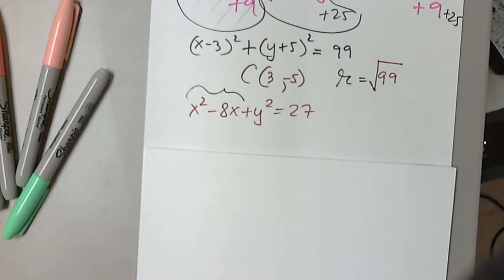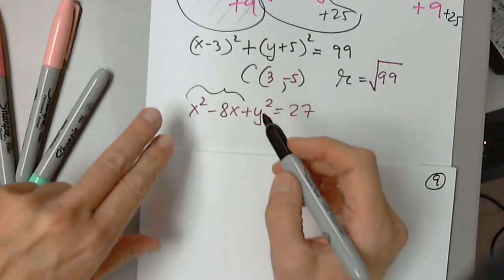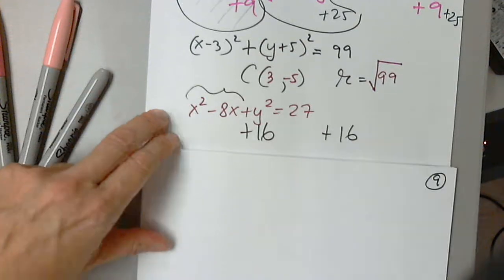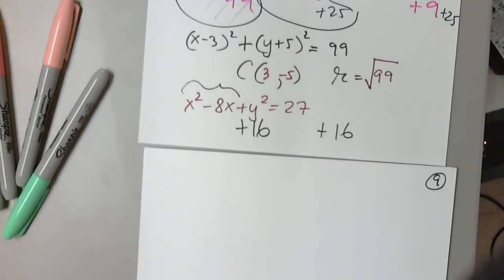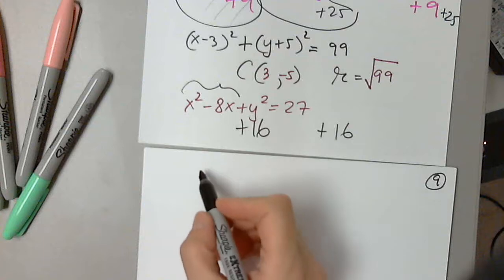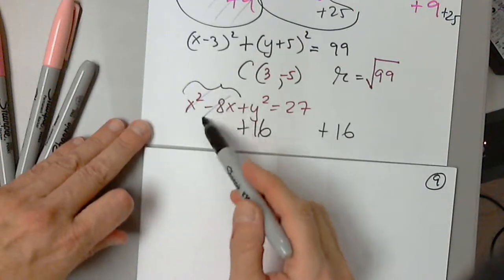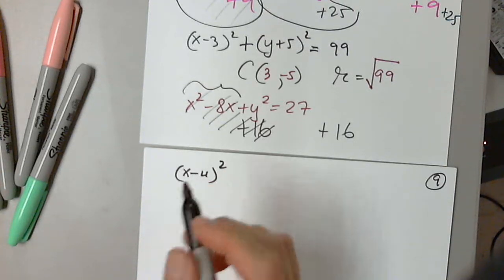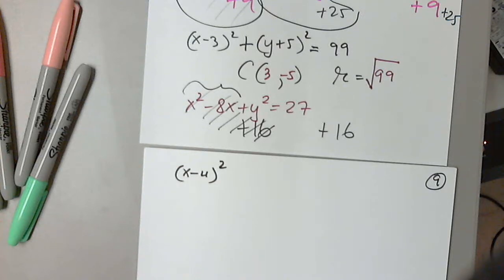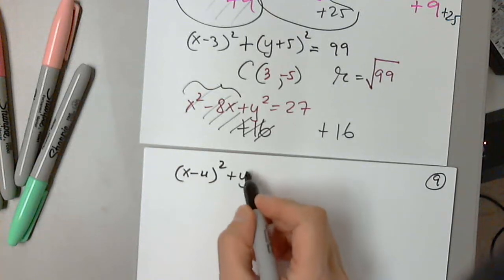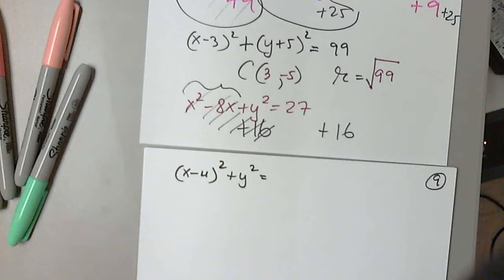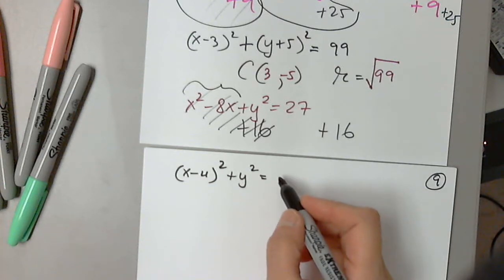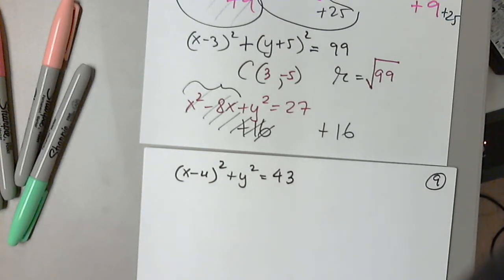We divide it by 2. We get -4. We square -4. And this is what we need to add to both sides. So now the left-hand side becomes, we need to incorporate these three into a perfect square. X minus 4 squared, exactly what we squared to get 16, of course. Plus y squared equals, is it 43? Good.